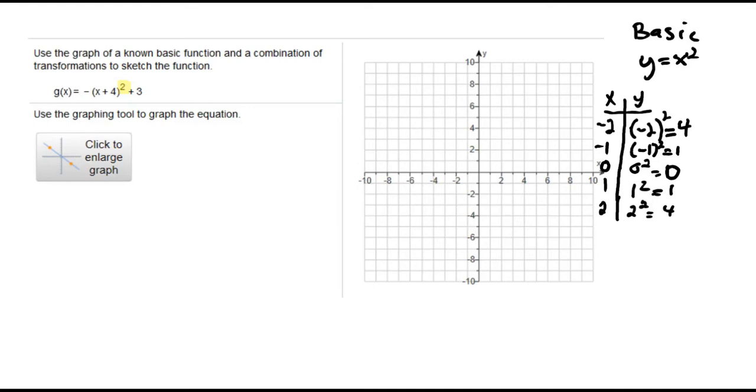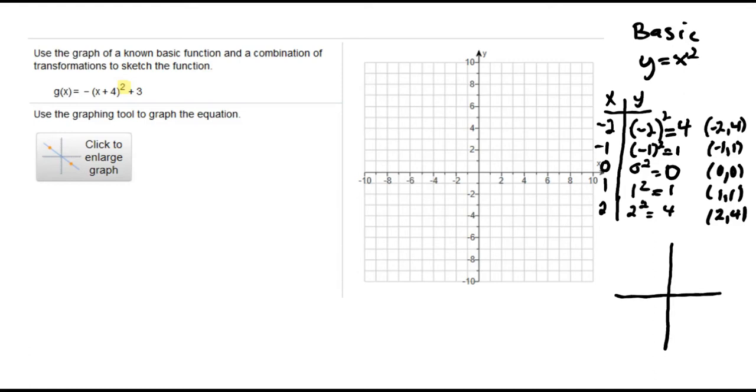That gives us a set of ordered pairs. -2, 4. -1, 1. 0, 0. 1, 1. And 2, 4. I'm going to plot those points and see if a pattern emerges. We have 0, 0, 1, 1, 2, 4, -1, 1, -2, 4, and we can see the pattern that emerges as our parabola, with the vertex being at 0, 0. So that's going to be our basic function, our starting function.